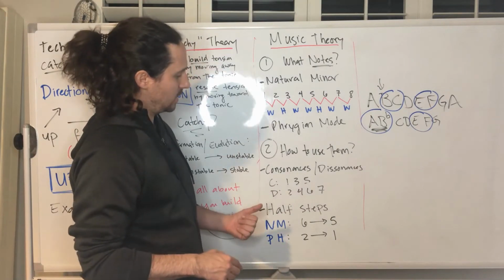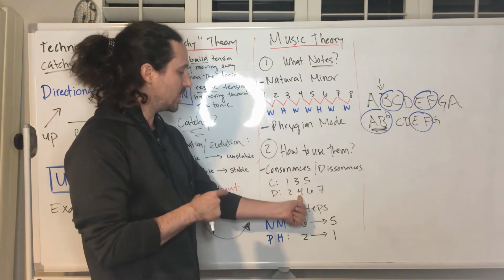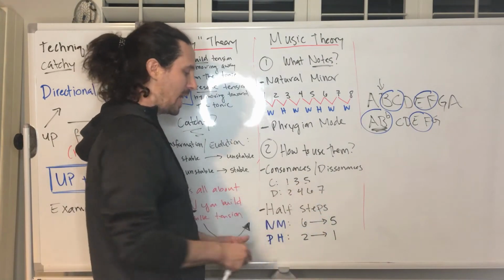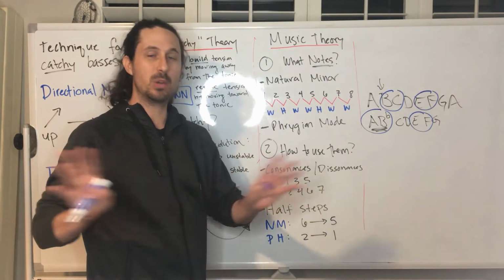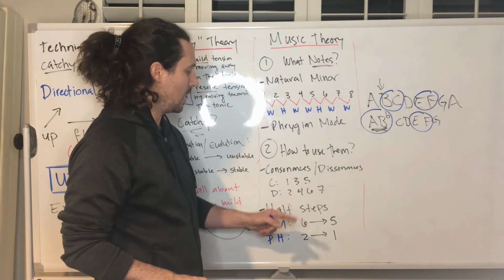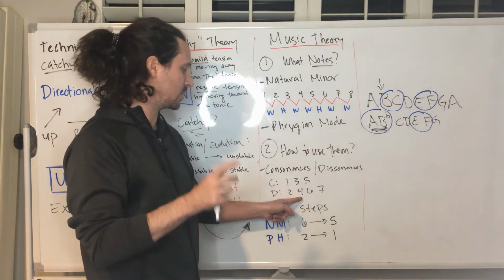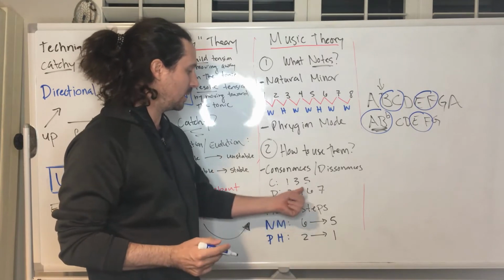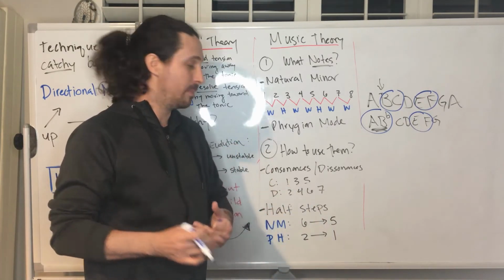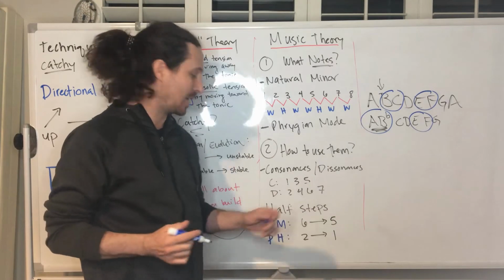Okay, and what about 4? 4 is interesting because it can literally resolve to any of the stable tones and it sounds equally good in any direction, okay? And that's why 4 is such a useful scale degree, such a useful sound, because it has tension built into it, but it can go anywhere in the scale, and that's what's so cool about it.